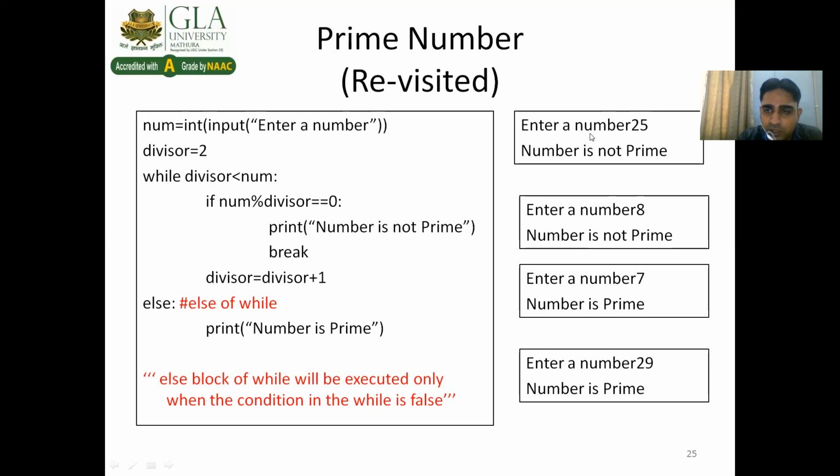So when I executed this code for these four different types of inputs, for 25 it said that the number is not prime. For 8 it said that the number is not prime.